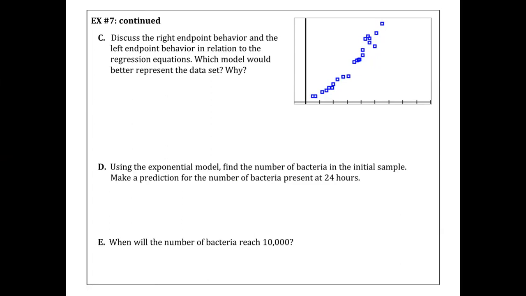But it tells us, using the exponential model, find the number of bacteria in the initial sample, and make a prediction for the number of bacteria present at 24 hours. So if I'm looking for the number of bacteria at the initial, that means X equals what? 0. So using our exponential model, was it our first one or our second one? Our second. So for us, that's going to be Y2 in the calculator. Does that make sense? Because we stored it as our Y2. So we're looking for the value of Y2 at 0.